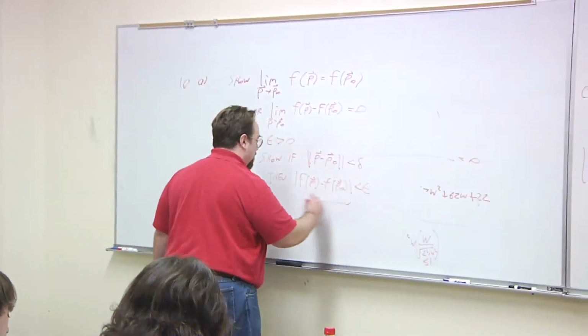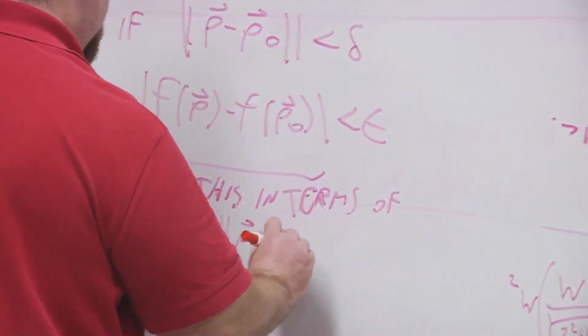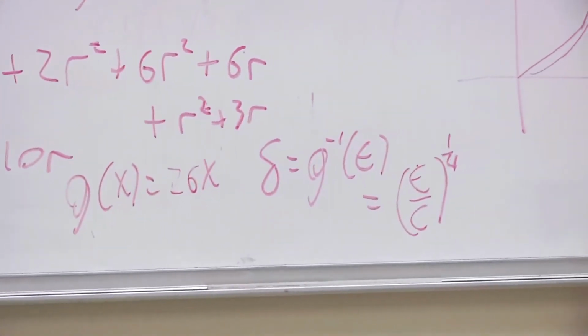So you need to bound this in terms of the distance between P and P naught. But that's done for you in the statement of the problem. Unlike the other two problems, you don't have to go through some algebraic rigmarole to get a hold of this function g that we've been talking about. It comes from the problem statement.